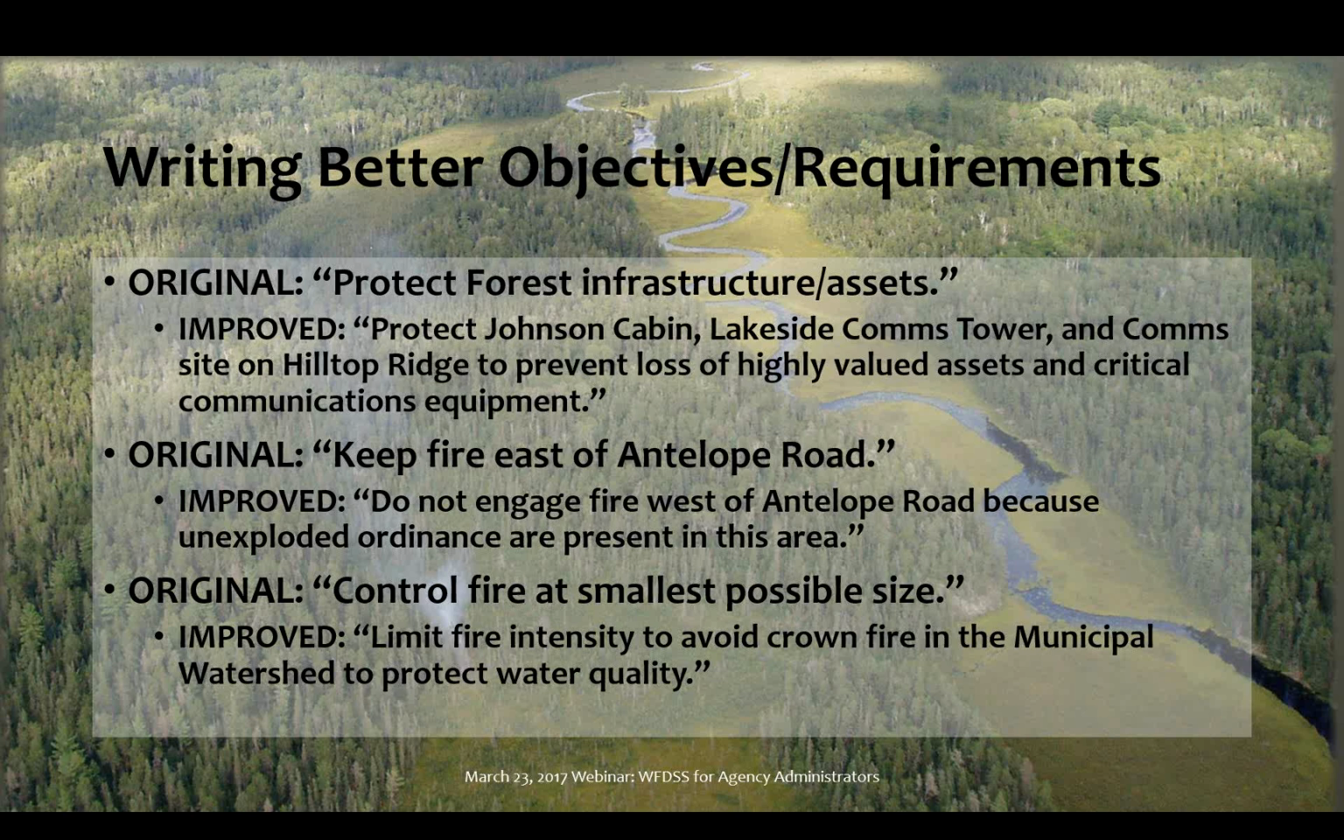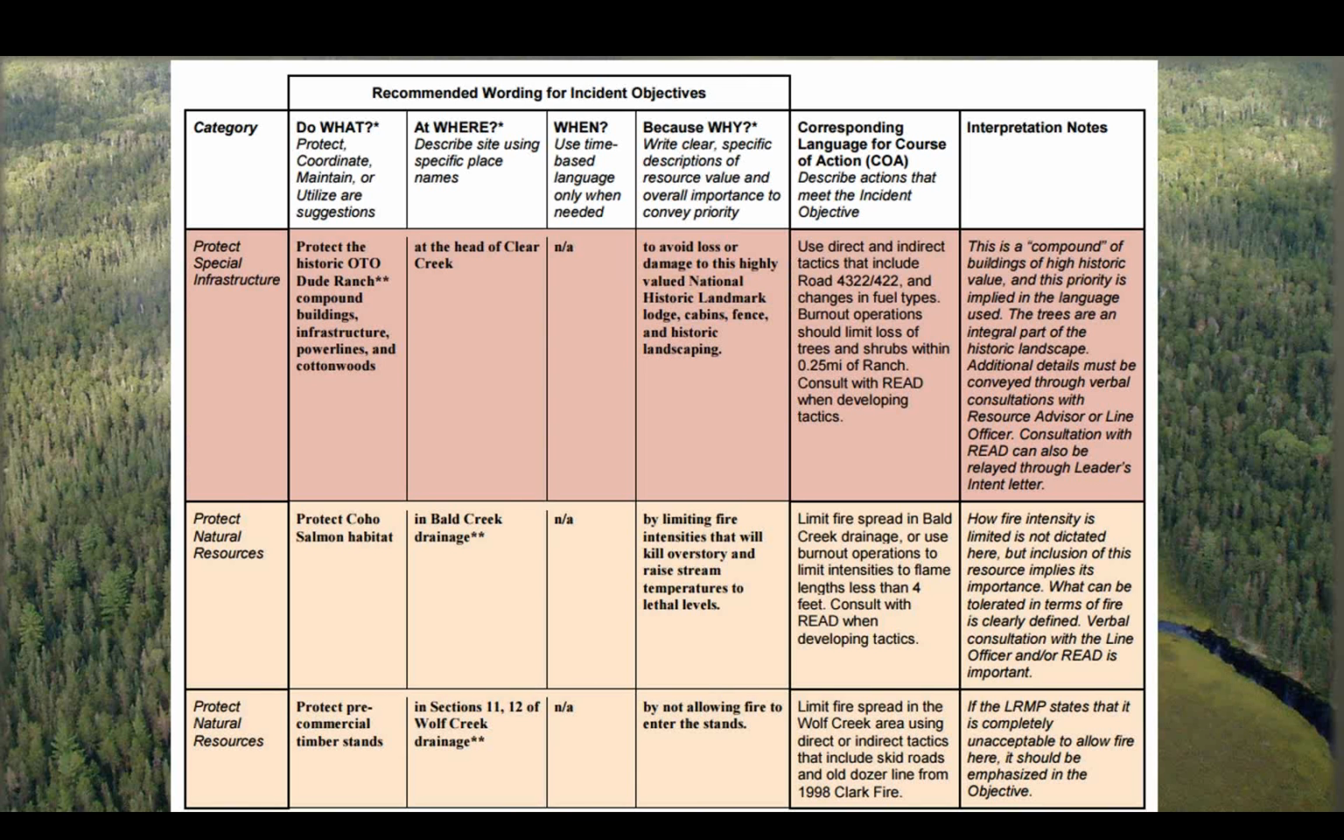So this document's available on our website. It's also available in the links sheet that was attached to the webinar. And it's organized to help you evaluate the wording in your own incident objectives to make sure it's as clear as possible. So let's look at the columns here. We've got just a category designation just to help keep things organized in this matrix. But then here's the core of the incident objective. Do what, at where, when, because why.